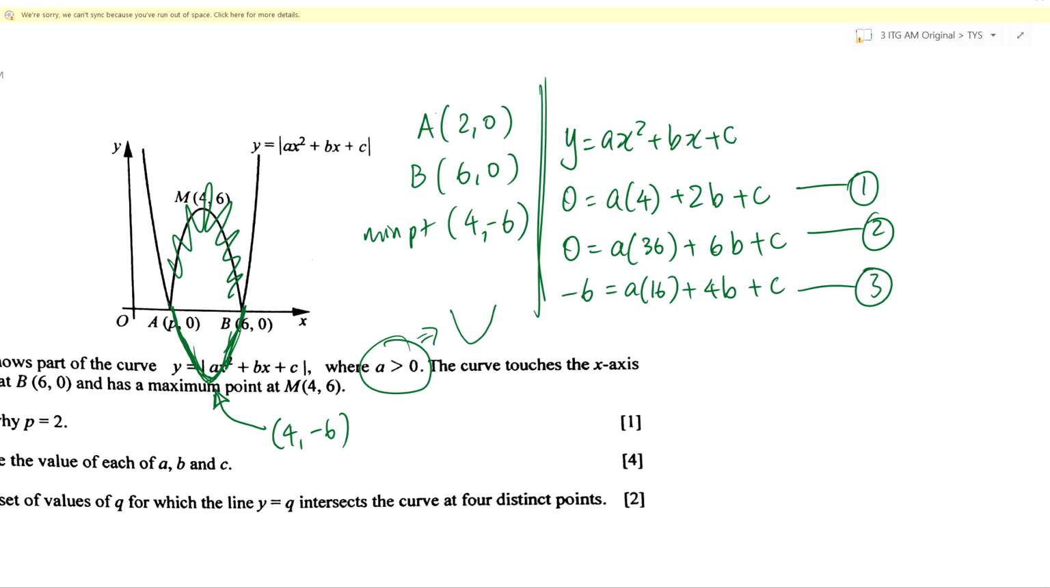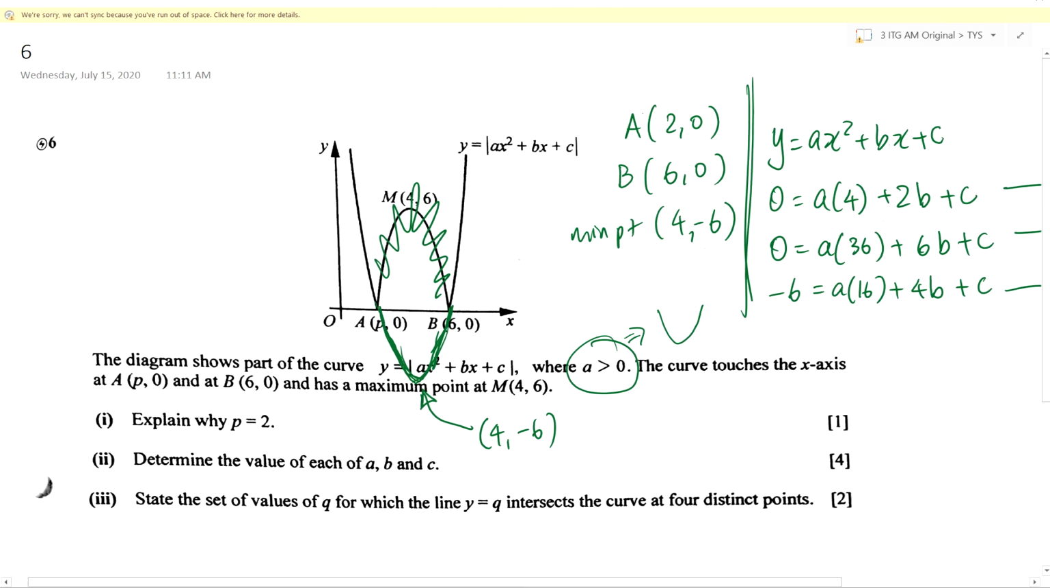So go and try this out. Alternatively, use the method given in your answer booklet. Then for part C, according to the report again, for part 3, you shouldn't have problems with this.